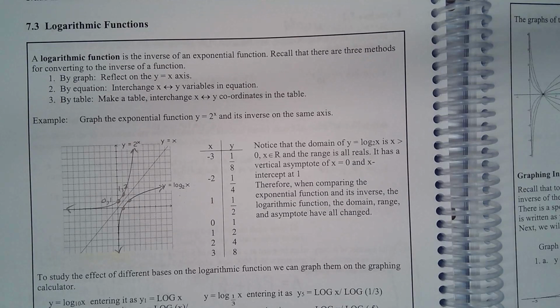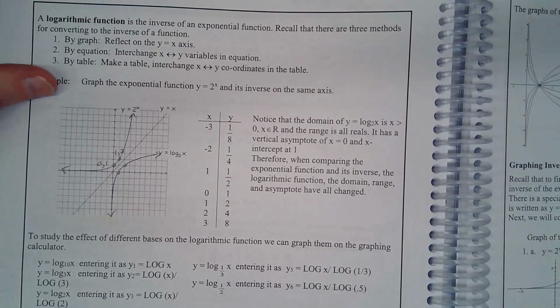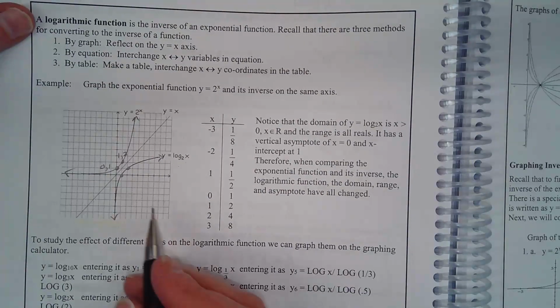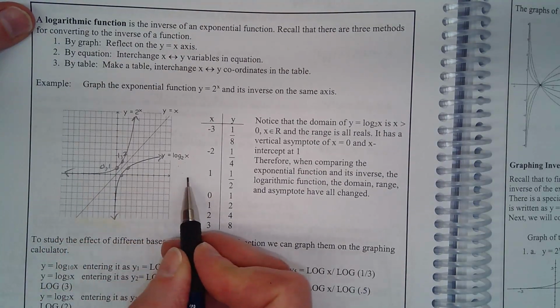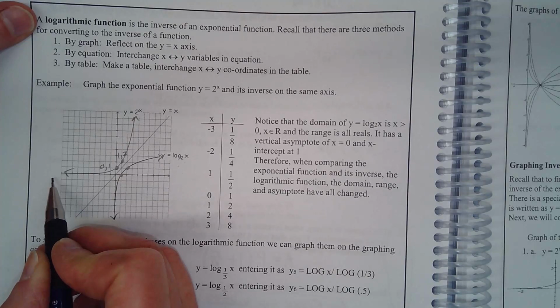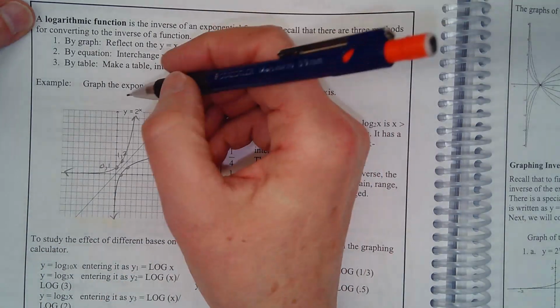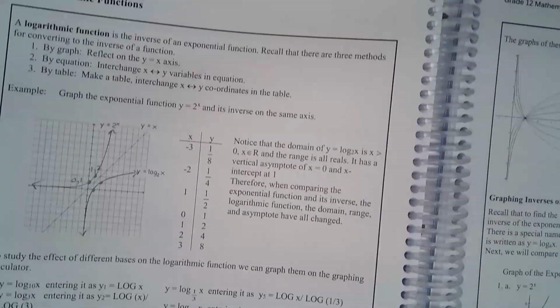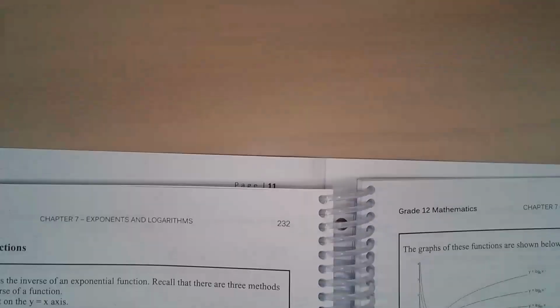And I'll go through that in a little more detail in our examples booklet. So we're just going to look at the graph again, where the exponential function had a horizontal asymptote of y equals 0. The logarithmic function has a vertical asymptote where x equals 0, okay? So I just wanted to reintroduce that to you again.